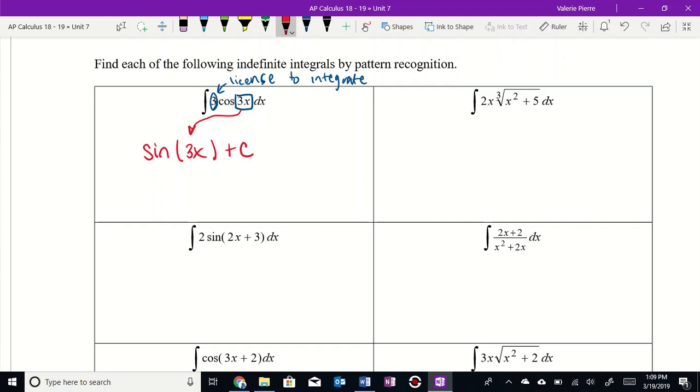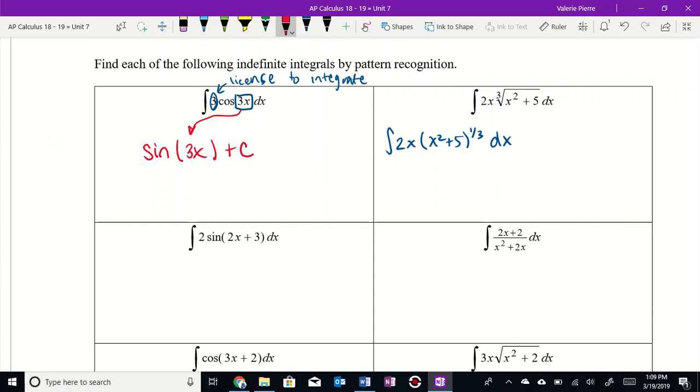Okay, a few more problems together. So here, we're first going to rewrite this problem. So we have 2x times x squared plus 5 to the 1/3 dx.